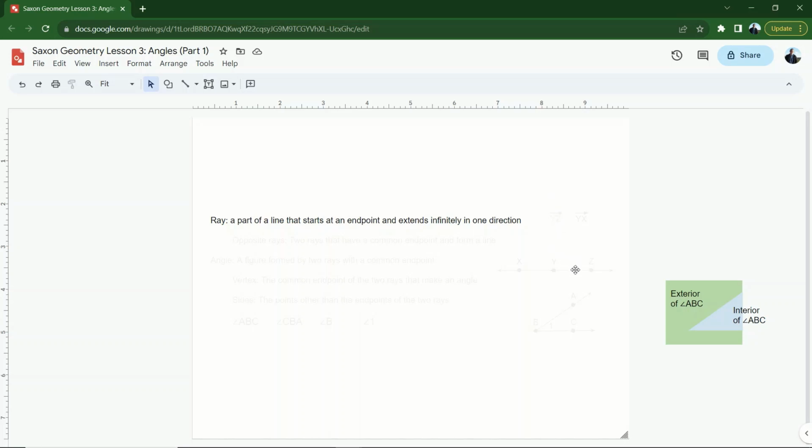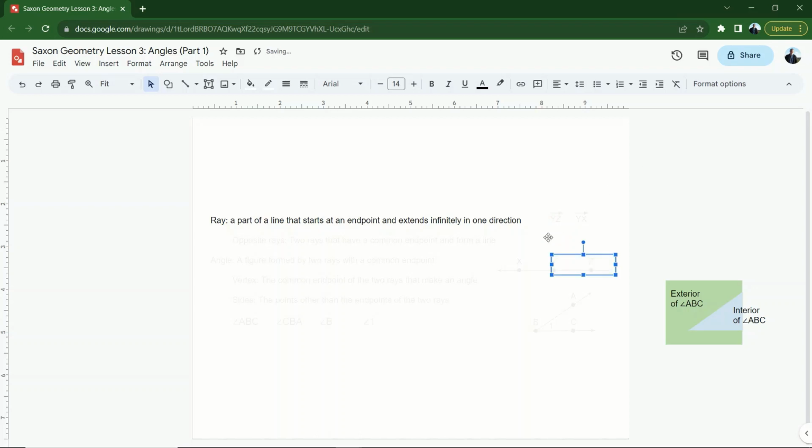So a ray would look something like this. Here we have the ray YZ. We would write it like this. Notice that above YZ, I have a single-sided arrow, not a double-sided arrow. The double-sided arrow means that it's a line. A ray has a starting point, but the end is an infinite distance away. So that's why YZ with an arrow over it represents this particular ray.